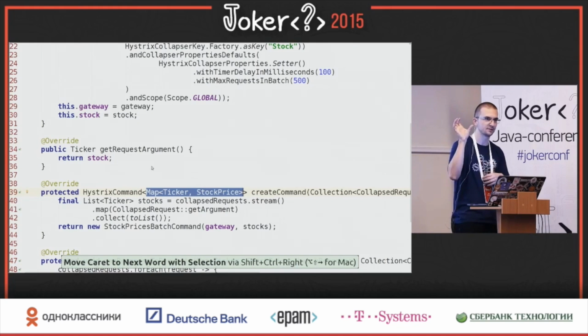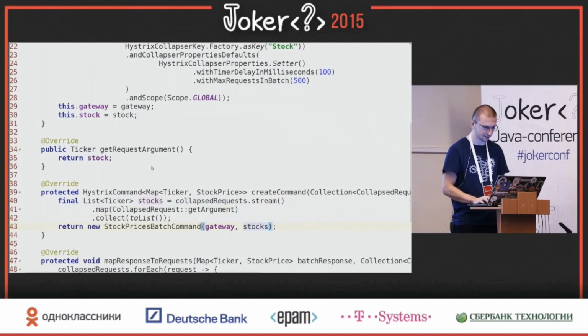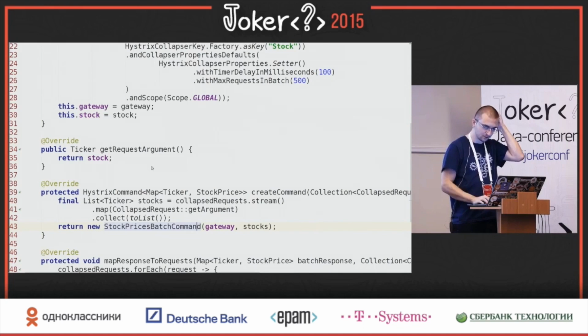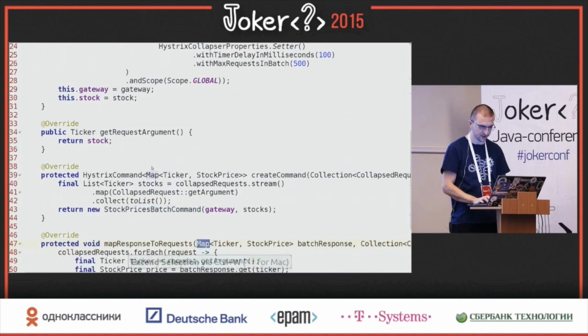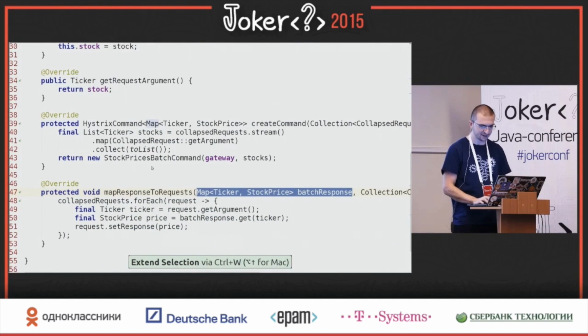So this big result. The reason for the existence of this batch command is that it's supposed to collect all the smaller commands into a single bigger one, which is going to ask for all of them, for all the stock prices. And then when the result comes back, we have a result of type map. So we have all of them separately.